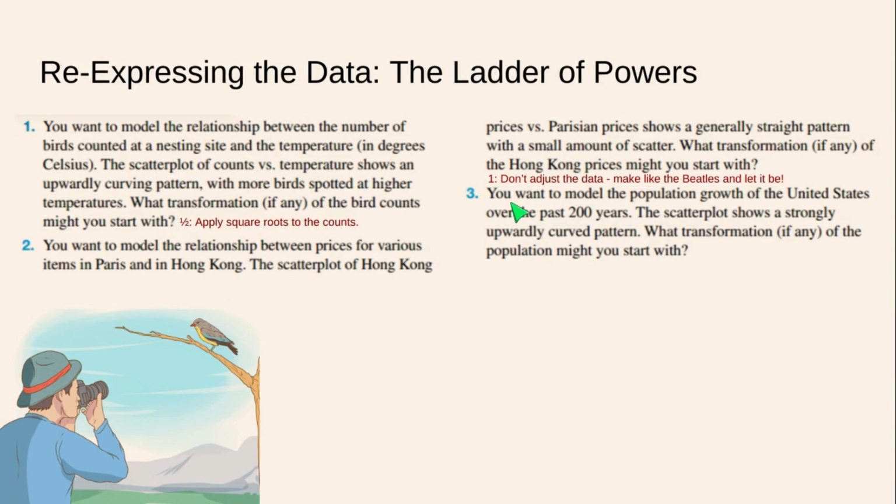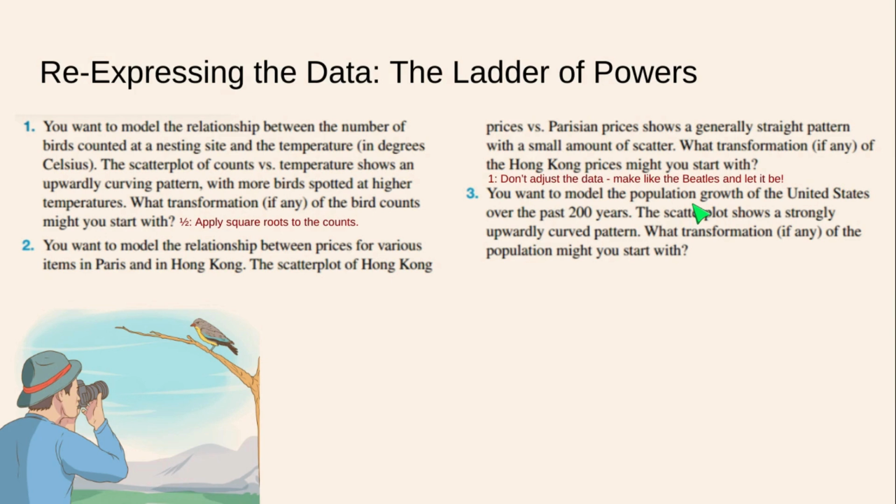So you want to model the population growth of the U.S. over the past 200 years. The scatter plot shows a strongly upwardly curved pattern. What transformation, if any, of the population might you start with? Well, we are definitely transforming this data. And population is a count, all right? But it's a big count, all right?